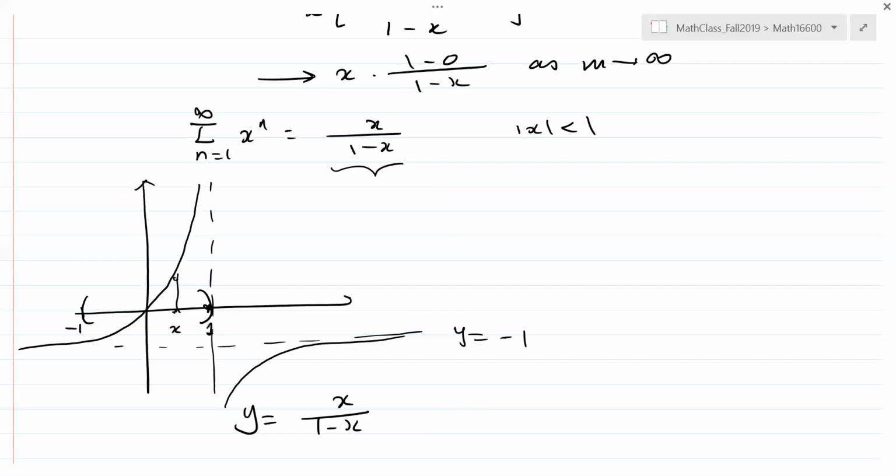And when x equals negative 1, this power series is divergent. But the function on the right hand side is defined. So that matches only when x is between negative 1 and positive 1.